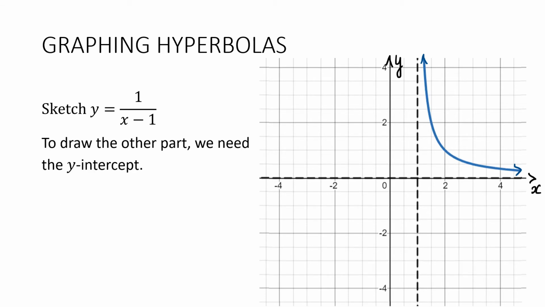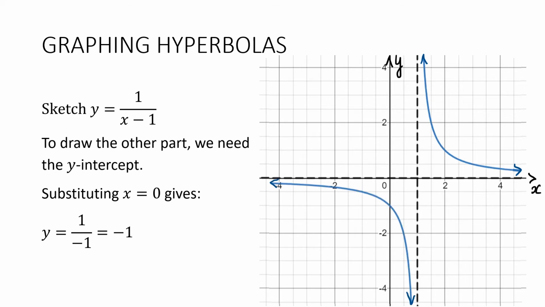And then to draw the other part, which is down here, we need the y-intercept because we don't know where it's going to cut the y-axis. Remember, the y-intercept occurs when x equals 0. So let's substitute in x is equal to 0. That gives us 1 over negative 1, which is negative 1. So it's going to cut through here. And just drawing it in, there's our graph.